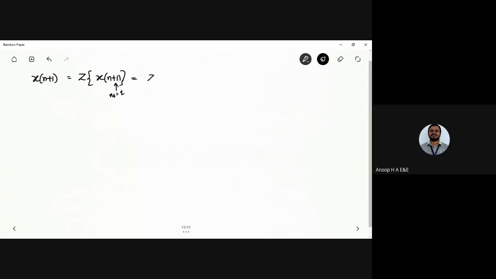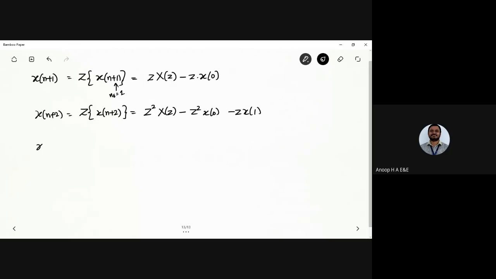Okay, so that is z X(z) minus z x(0). That's how we are going to write it. And next, x(n+2), that is the z transform of x(n+2). So how are we going to write it? We are going to write it as z squared X(z) minus z squared x(0) minus z x(1). Okay, that's how we are going to write it.